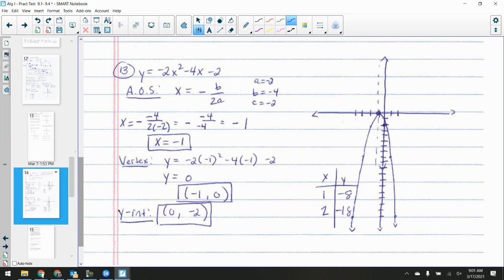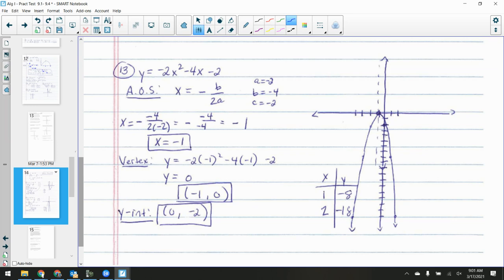x equals negative 1. Yep, good. x equals negative 1. The vertex is at negative 1, 0. Good. And then the y-intercept is negative 2. Good. For the two other points, you chose 1 and 2. Exactly what I chose, negative 8 and negative 13. Very good. That's a good, correct answer there.